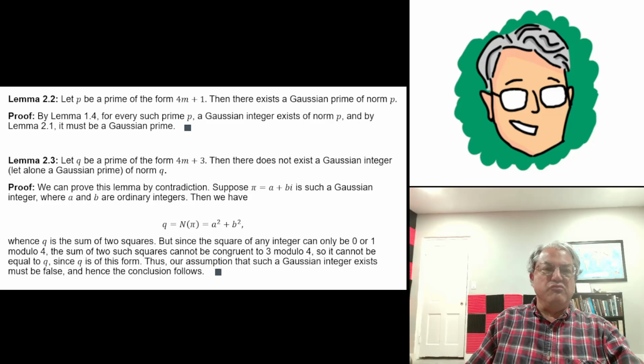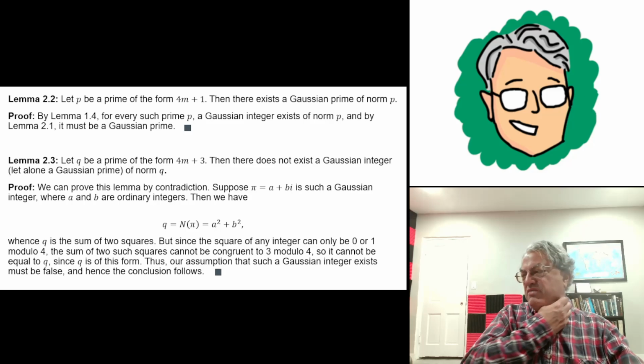But they're the only remaining cases where they're both congruent to 1 modulo 4, in which case the sum is congruent to 2 modulo 4. But it can never be congruent to 3 modulo 4. I think that's pretty easy to see. So that's a contradiction. So we just proved that no number congruent to 3 modulo 4 can be written as the sum of two squares.